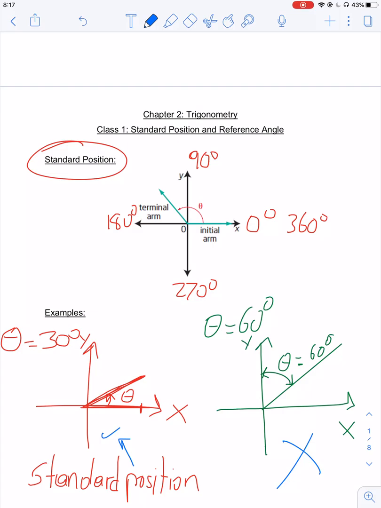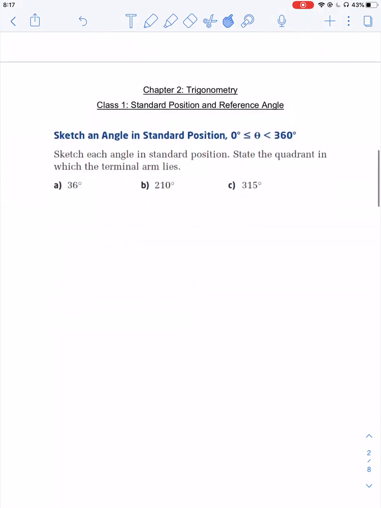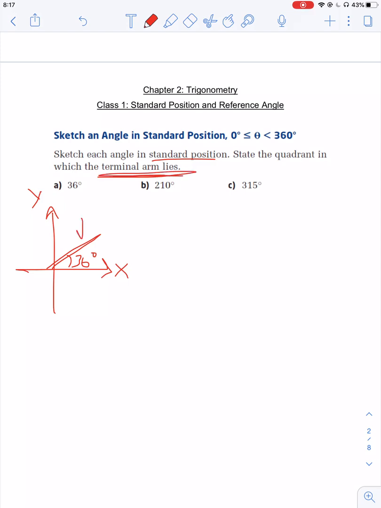Okay, so now let's do some quick examples. Sketch each angle in standard position. Keyword here, standard position. State the quadrant in which the terminal arm lies. So 36 degrees, very quickly. This is your XY plane, Y, this is X. 36 is less than 90, it's less than 45, so we'll be less than halfway. This is what 36 degrees will look like, and the terminal arm is in quadrant 1.